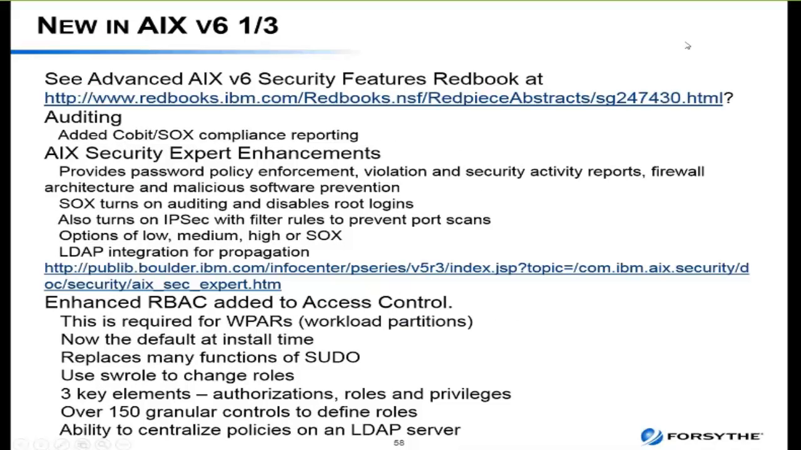Then they brought out AIX 6.1, and a lot of what came in AIX 6.1 was some significant security enhancements. There is a security Redbook that I've got a link to, but for auditing, they finally added COBIT and SOX compliance reporting. So you can run an audit report and find out if you're COBIT or SOX compliant. I think since then they may also have added some HIPAA stuff.